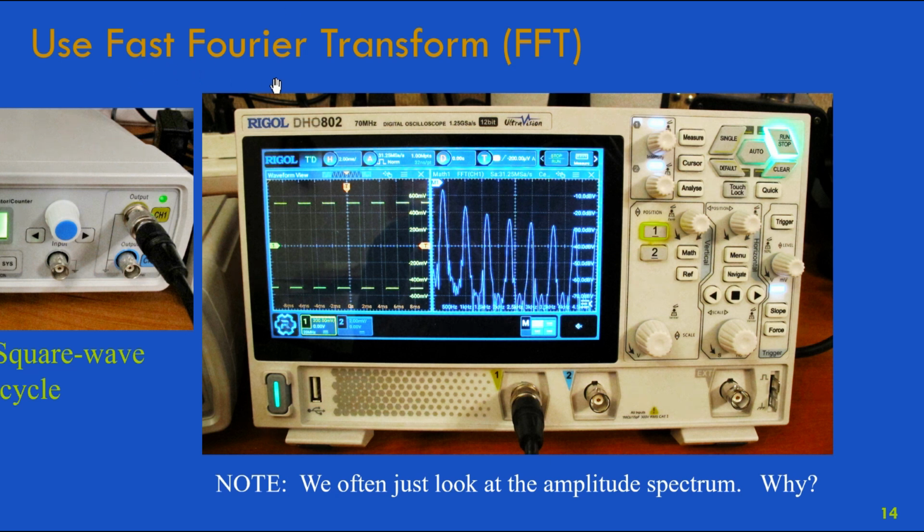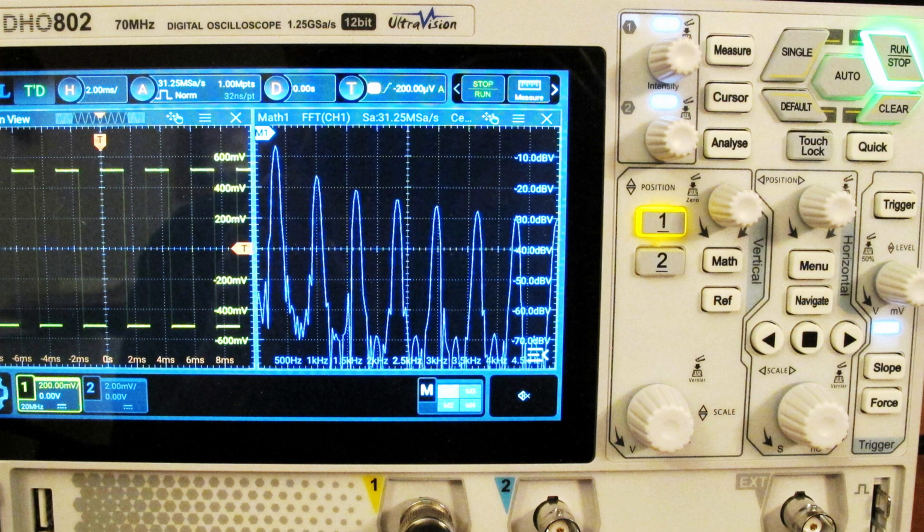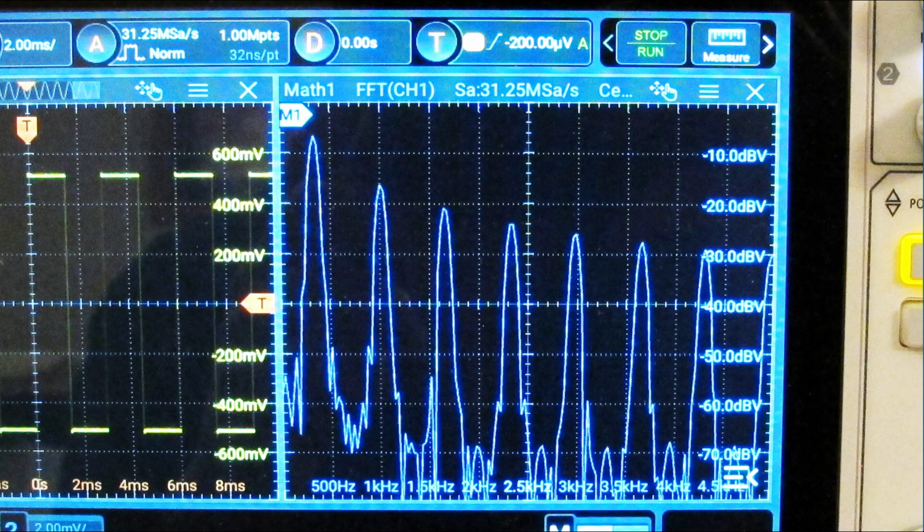And what I've done is I've selected the math function on the oscilloscope here and then gone into the menus and configured the fast Fourier transform, or FFT, to show as we have it on the display. I had to scale it from 0 to 5 kilohertz.